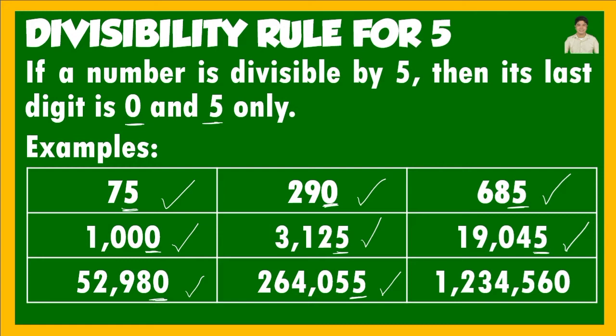And finally, we have 1,234,560 nag-e-end po sa 0. So that is also divisible by 5. So yung last example natin, which is 1,234,560, hindi na natin kailangan i-divide pa yan sa 5 para lang ma-confirm natin kung divisible ba siya sa 5. Kasi mapapagod lang po tayo sa pag-divide. So nag-end po yan sa 0, automatically divisible by 5 yan. It means wala po siyang remainder.